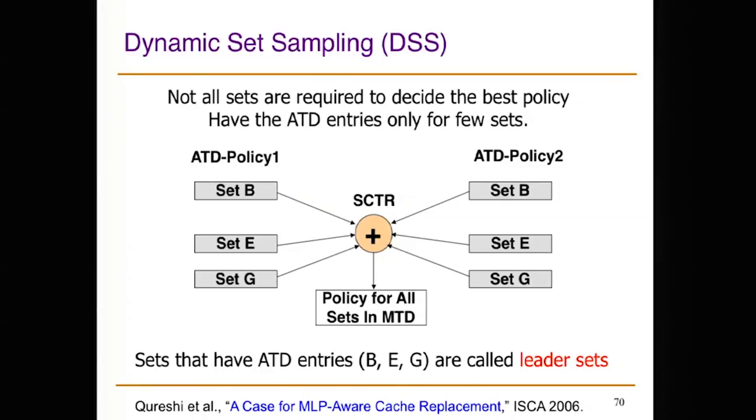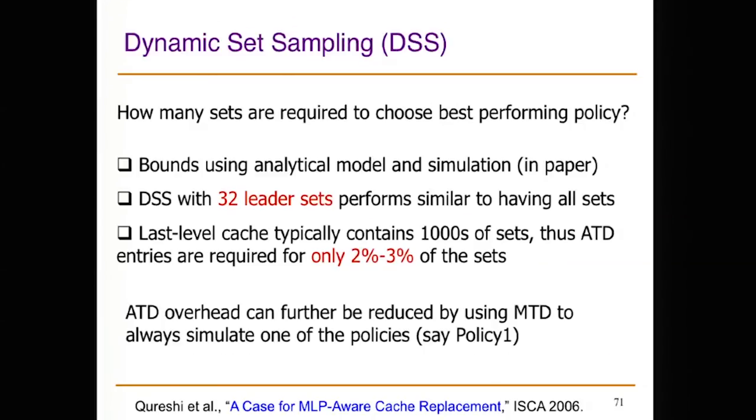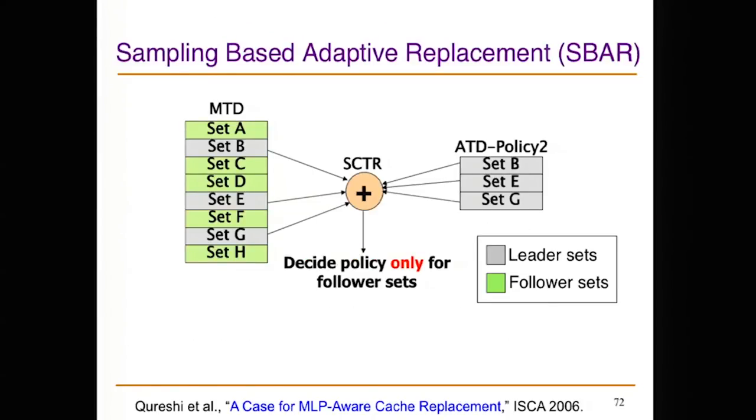Meaning, you don't need to have one of the tag directories over here, right? So what you can do is this. Sets B, E, and G are followers. Leaders, the gray ones, are always following policy 1 over here, and you have a separate tag directory that's always following policy 2 over here. So that way you reduce the cost even more.